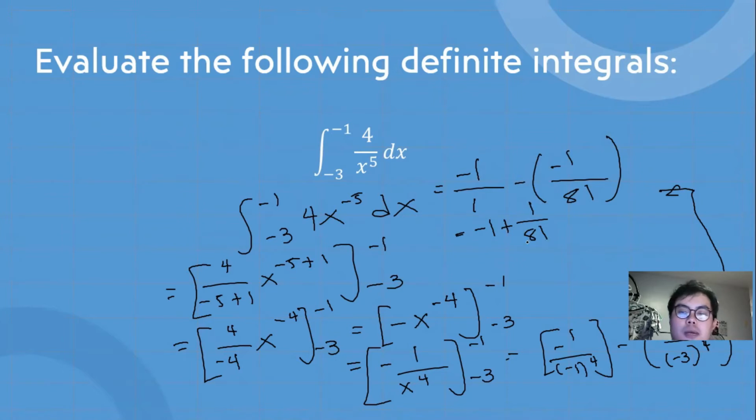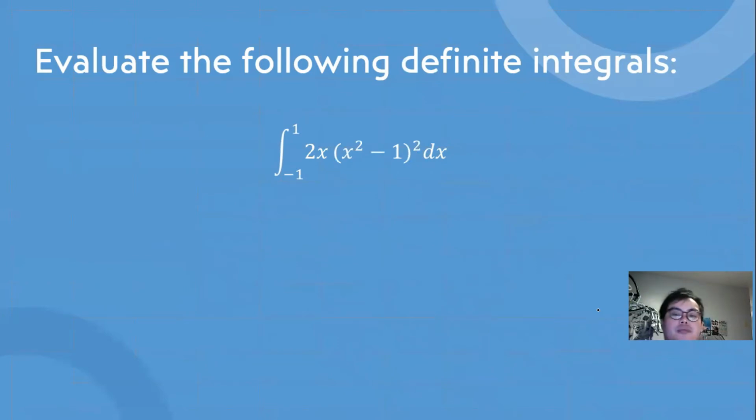So, simplifying po by subtracting it with the whole number. So, it will become negative 81 over 81 plus 1 over 81. So, the final answer will become negative 80 over 81. So, that is the final answer.